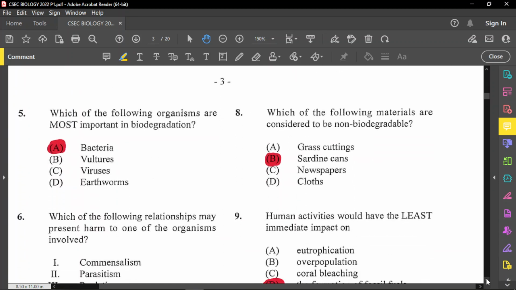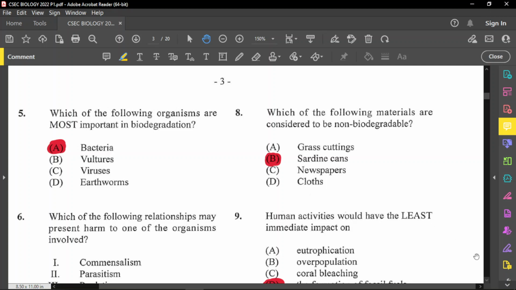For question number 5, it reads that which of the following organisms are most important in biodegradation? And bacteria, definitely, because bacteria, they are decomposers. All right. And of course, as the name decomposers, it will break down the things made by living things. All right. And so bio means living and degradation, which means to break down, the same as decomposed. All right. So bacteria is definitely the answer.